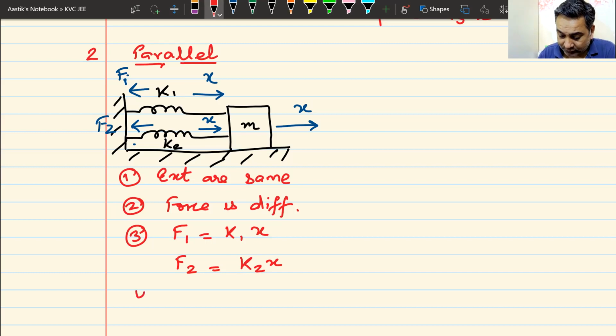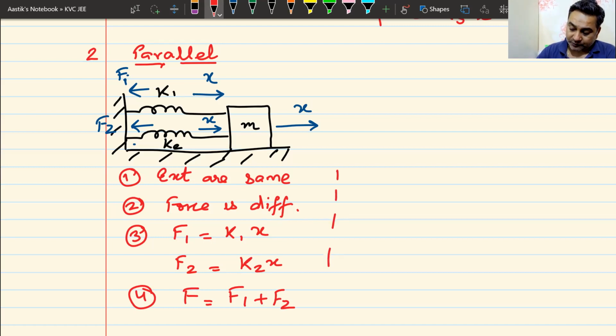If I talk about the total force F, the total force acting on the block would be F1 plus F2. I hope I am clear till this point. I'll give you a minute to note it down. Please note it down. We'll come back.